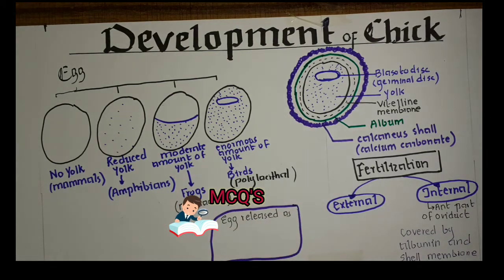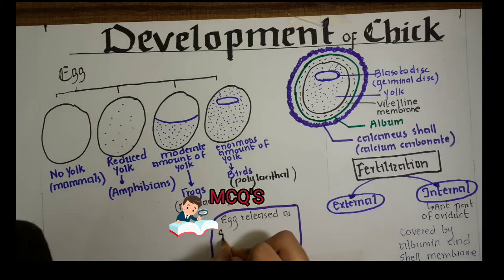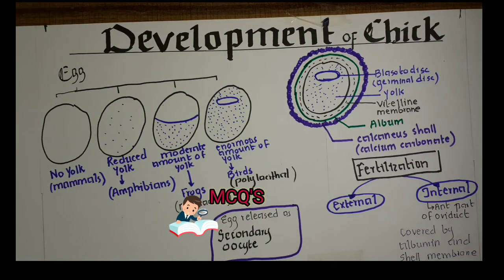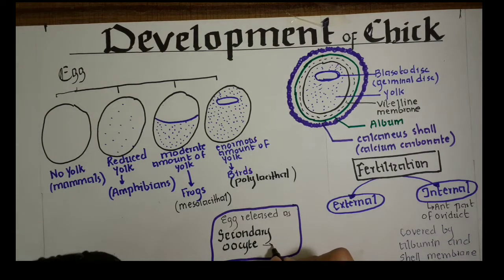So what is it? The egg which is released from the ovary is released in the form of a secondary oocyte. What is a secondary oocyte? It is when the division stops at prophase 2 of meiosis 2. And this secondary oocyte is not too large, just 3 centimeters.